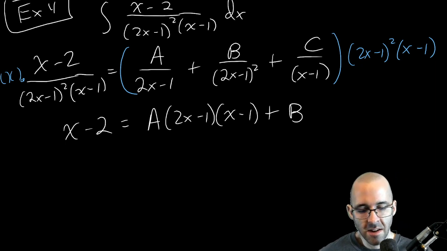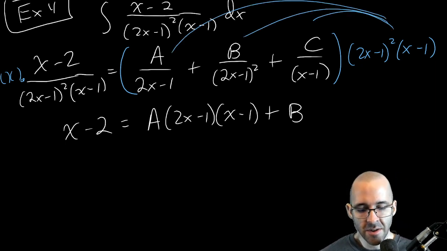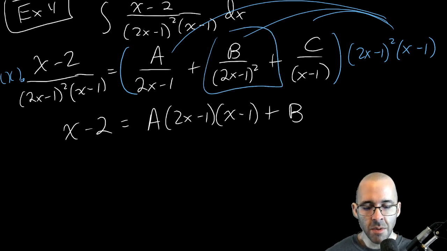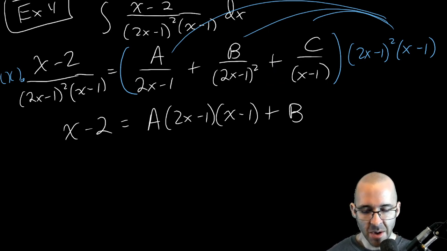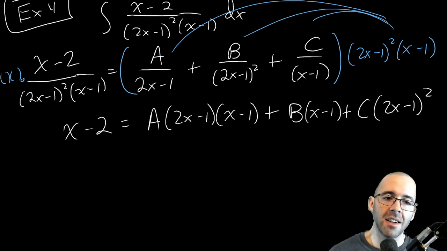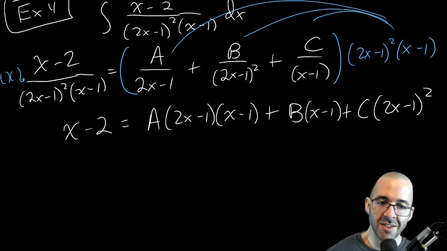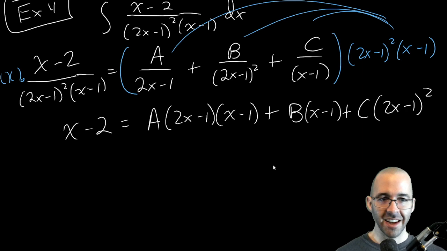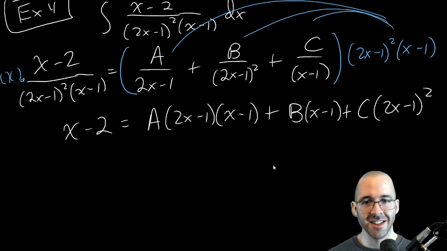Okay, when we distribute, this first guy, one of the 2x minus 1 squareds cancel. The second one, both of them cancel, and we just have the x minus 1. And on the last one, the x minus 1's cancel, and we just have the 2x minus 1 squared. Now we need to either equate coefficients, which will always work, or we strategically substitute. Let's strategically substitute.